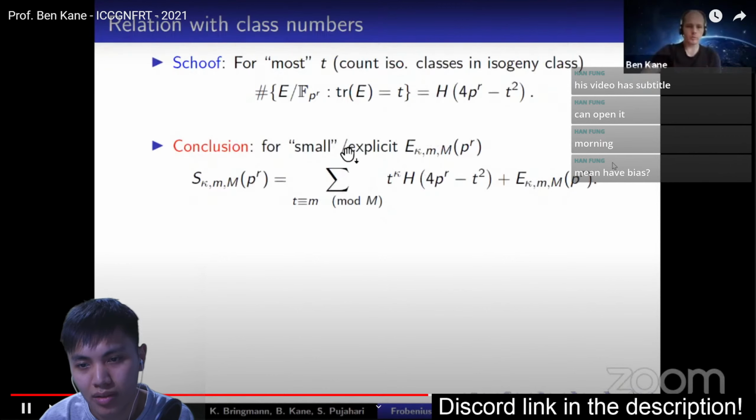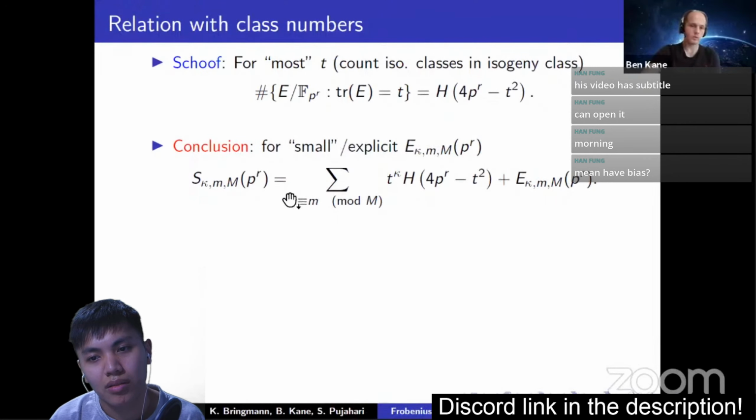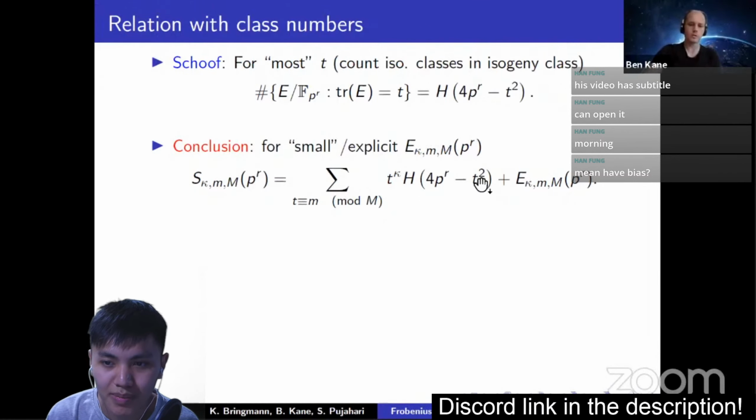And it moves the problem. So using this result of Schuf, it moves the problem to studying these moments of class numbers. And so this is where we look now at class numbers to be able to do something about elliptic curves.